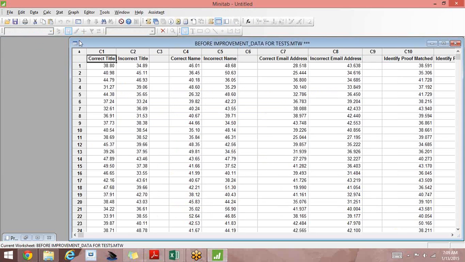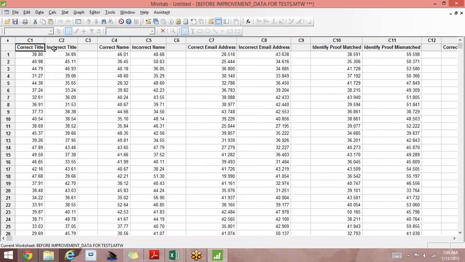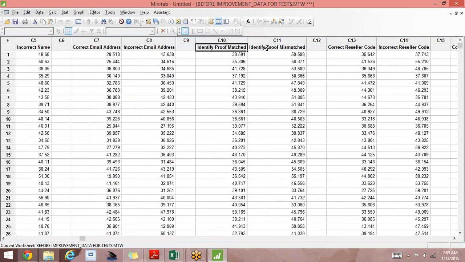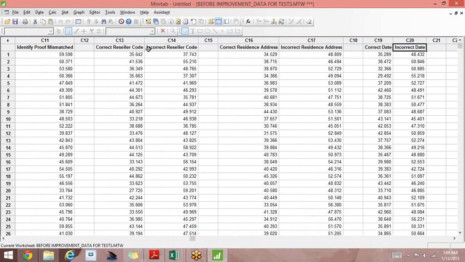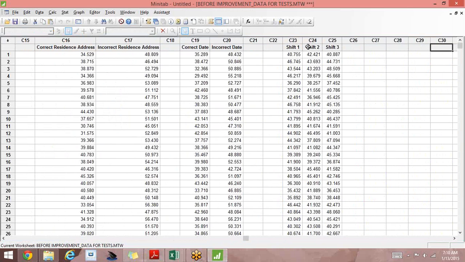Though we have brainstormed and identified, they have also given correct title, incorrect title, correct name, incorrect name, correct email address, incorrect email address, right? ID proof matched, ID proof mismatched, correct reseller code, incorrect reseller code, correct residence address, incorrect residence address. Right, in this way you have many things. Correct date, incorrect date. These are all the various inputs which might go wrong in the customer application form.